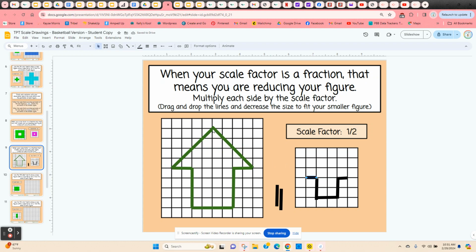So if we count here, we can see that the tip of the arrow is 8 units from the bottom. If we divide by 2, it will now be 4 units from the bottom. So here we're just going to connect those two. So here, 4 units from the bottom, and then connect it. Same thing here. And we have our smaller figure, scaled down by a scale factor of 1/2.